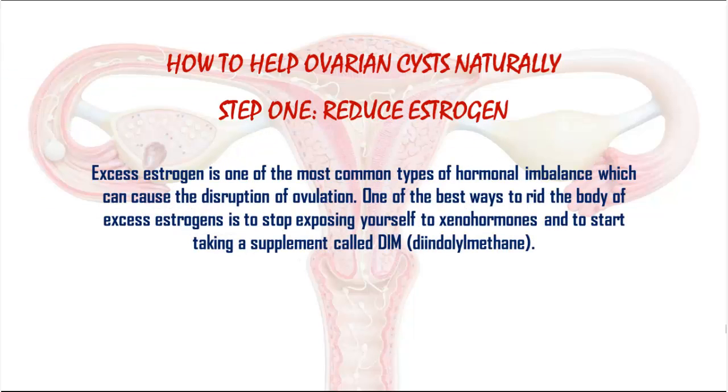Step 1. Reduce estrogen. Excess estrogen is one of the most common types of hormonal imbalance which can cause the disruption of ovulation. One of the best ways to rid the body of excess estrogens is to stop exposing yourself to xenoestrogens and to start taking a supplement called DIM, diindolylmethane.